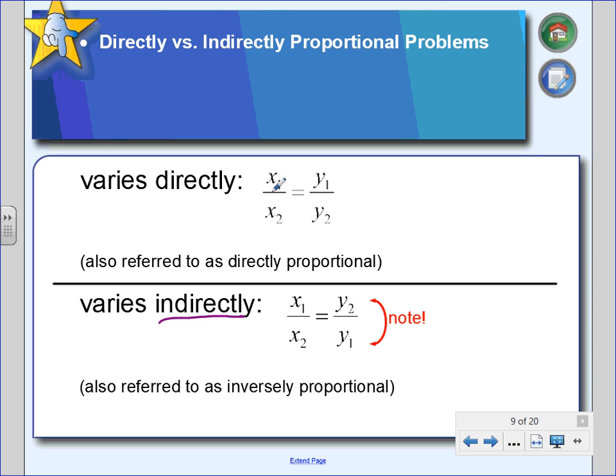If it's indirect, you'll notice there's a slight switch. We still start with first x on top, second x on bottom. However, in the second portion of the proportion, we'll flip the order to have the second y actually on top and the first y actually on bottom. So this is also referred to as inversely proportional. So if you notice that you're being told in the word problem that these two, whatever they may be, are inversely proportional, I would recommend setting up this structure first and then going from there to fill in the missing parts and solve.